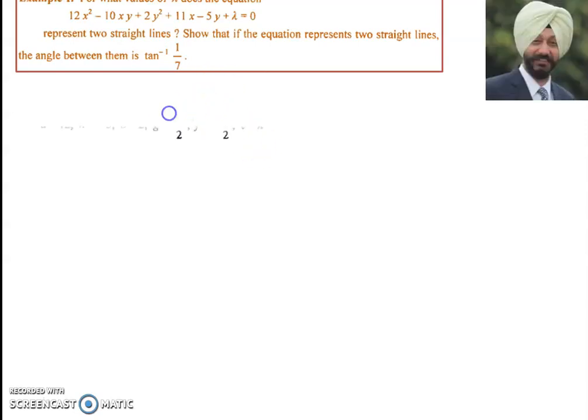For what value of lambda does the equation 12x² − 10xy + 2y² + 11x − 5y + λ = 0 represent two straight lines? Show that if the equation represents two straight lines, the angle between them is tan inverse of 1/7. So here we want to find the value of lambda by showing that this represents a pair of straight lines, and then we want to find the angle between the straight lines.